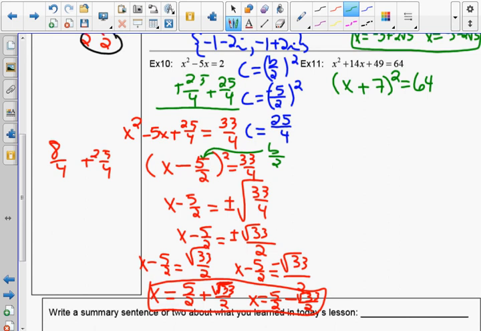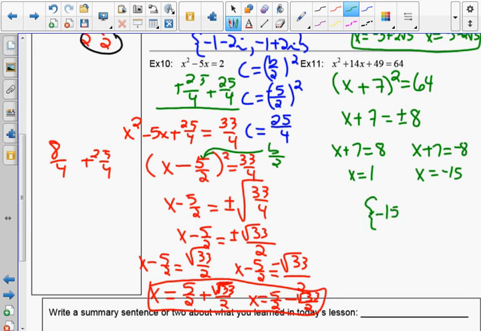So now I'm going to square root both sides. So I'm going to have x plus 7 is equal to plus or minus 8. Fancy that. We have just an 8 now. So now when I solve this, I'm going to get x plus 7 is equal to a positive 8, and x plus 7 is equal to a negative 8. So we're going to get two numbers for our answer. First is 1, and the second is a negative 15.